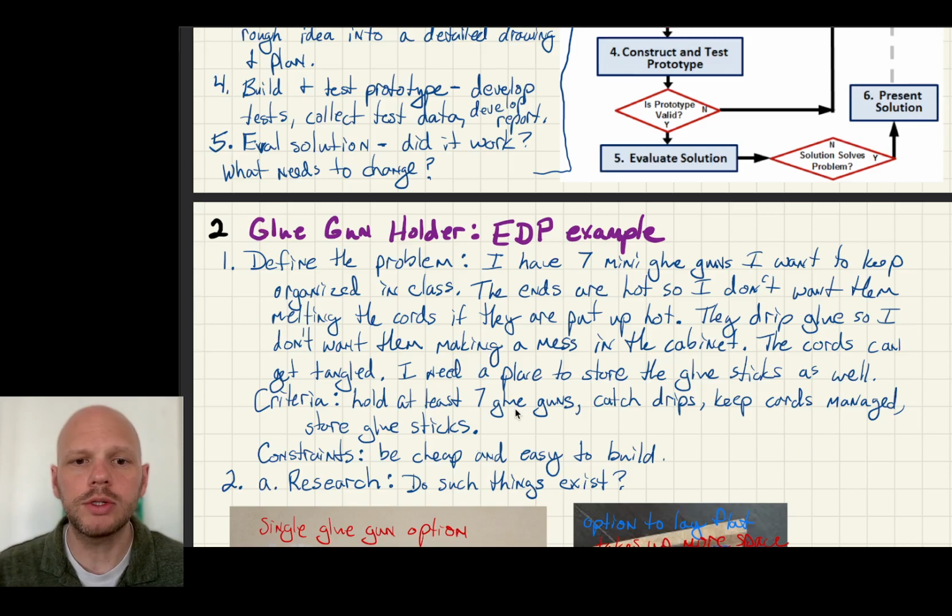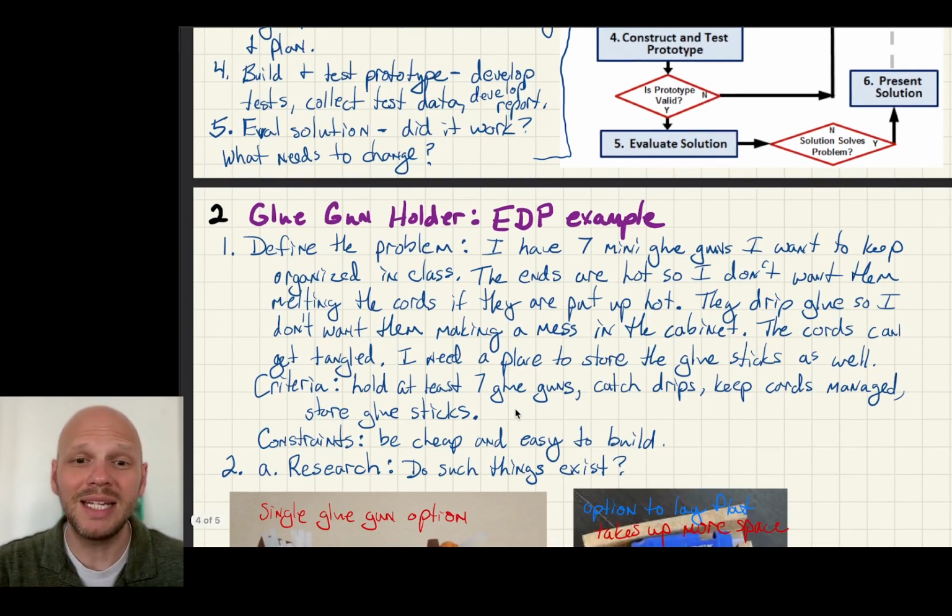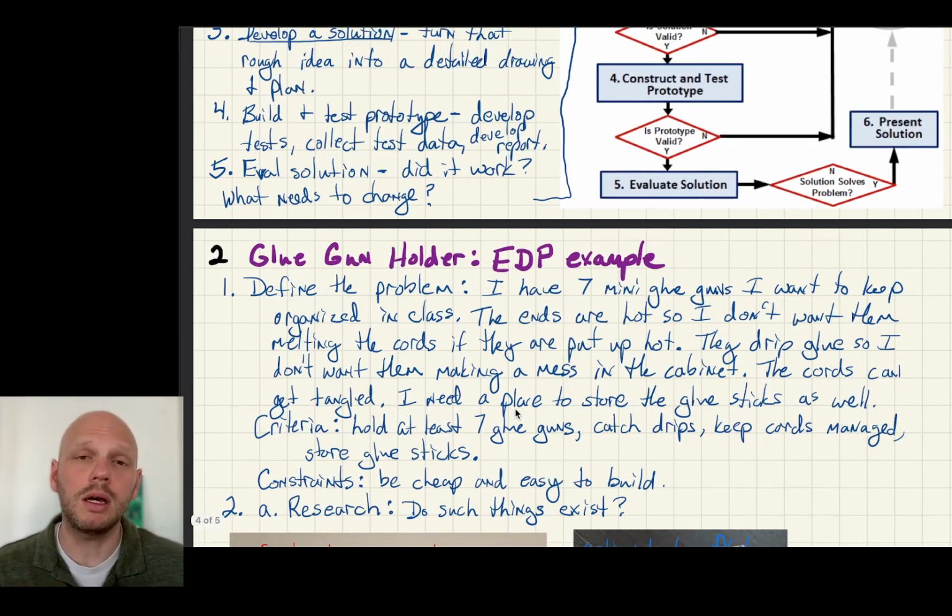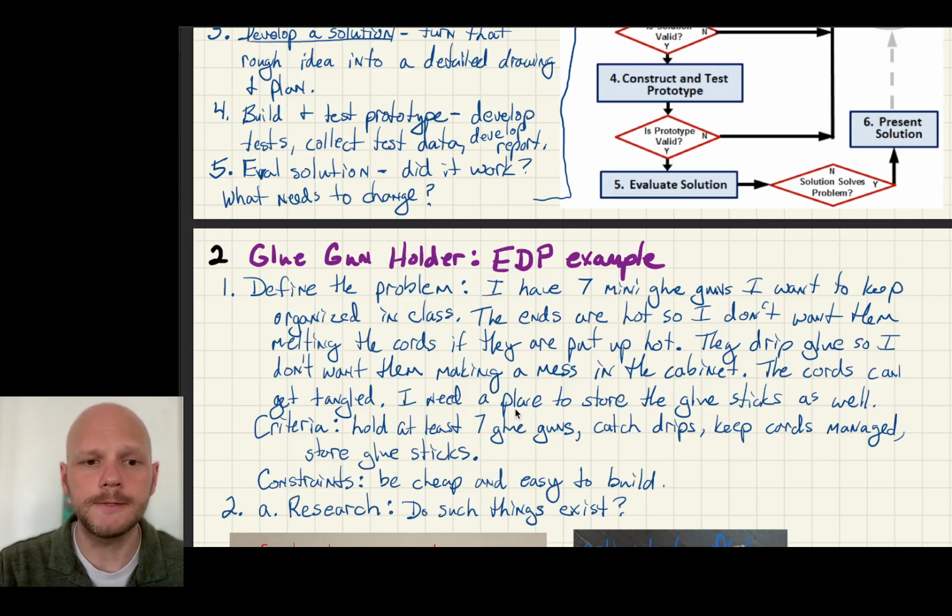And then I want to store the glue sticks with the holder so that everything is self-contained, and I can just grab that out of my cabinet, set it out in the classroom, and students can come grab the hot glue guns. Constraints. Needs to be cheap and easy to build. This is not something I want to spend a ton of time on. I'm willing to spend time on it for this project because of how it teaches us how to use the engineering design process.